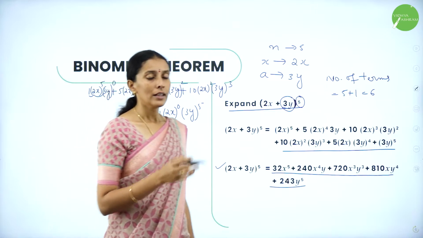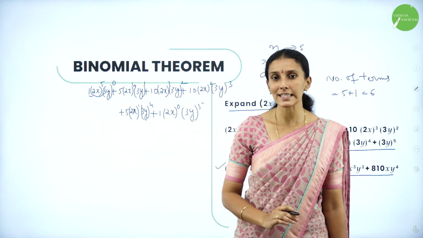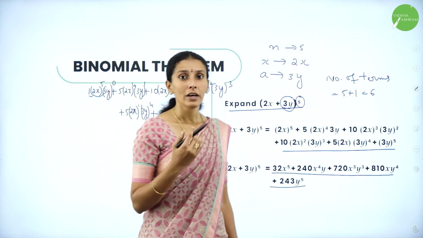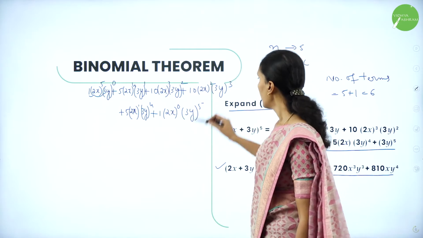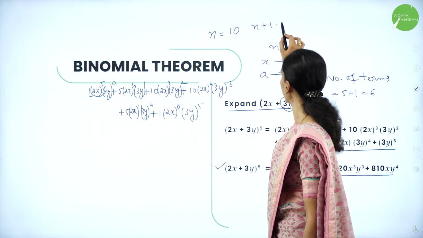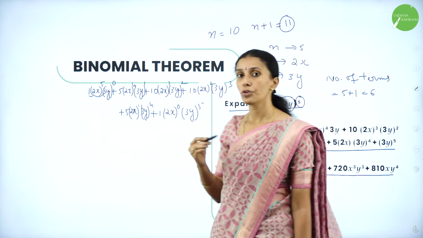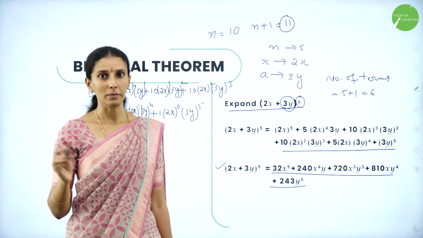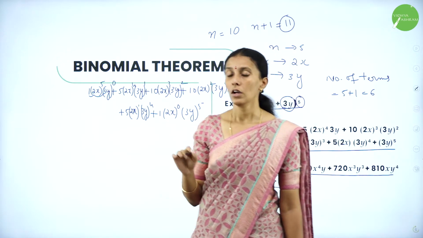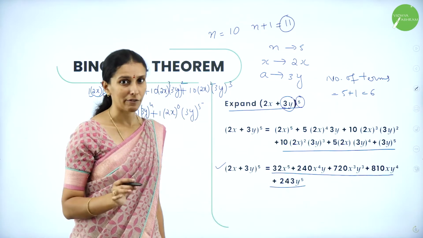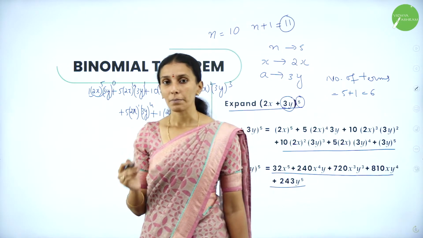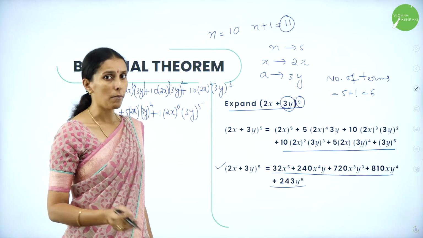Well, this has a limitation. Why does it have a limitation? We cannot remember all the coefficients when we have higher powers. For example, if you have 10, then you will be having n plus 1 terms, 11 terms. So you should remember the coefficients of all the 11 terms. It is very easy to write x in the decreasing order and a in the increasing order, but to remember the coefficients is quite difficult. That is why the coefficients in the Pascal triangle are replaced by a formula. What is that formula? We'll look now.